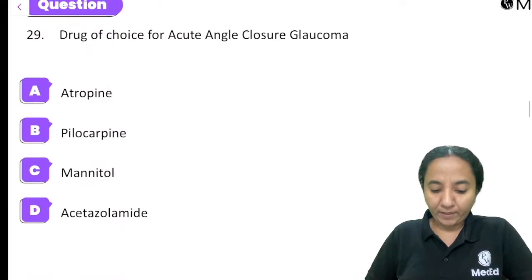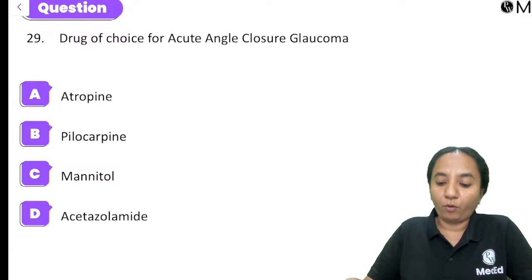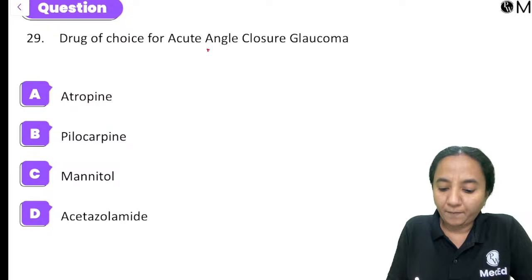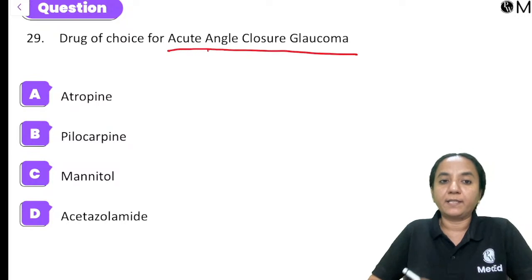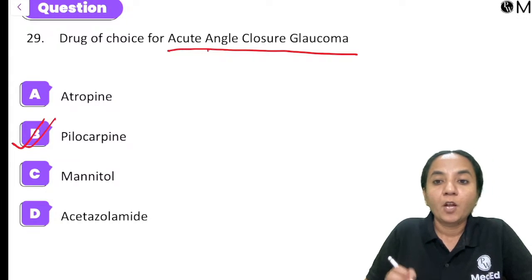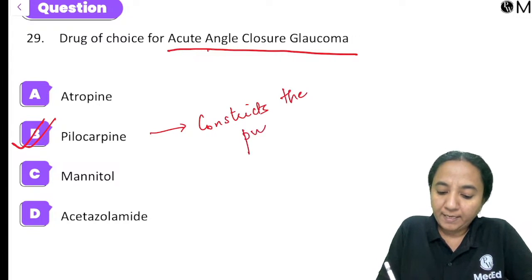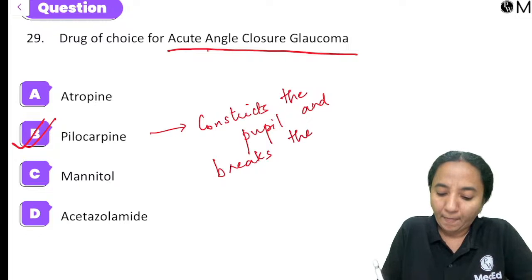Okay, chalo, next question. What is the drug of choice for acute angle closure glaucoma? Acute ACG. Please remember, the drug of choice is pilocarpine. Why pilocarpine? Because pilocarpine constricts the pupil and breaks the acute attack. So it is the drug of choice.